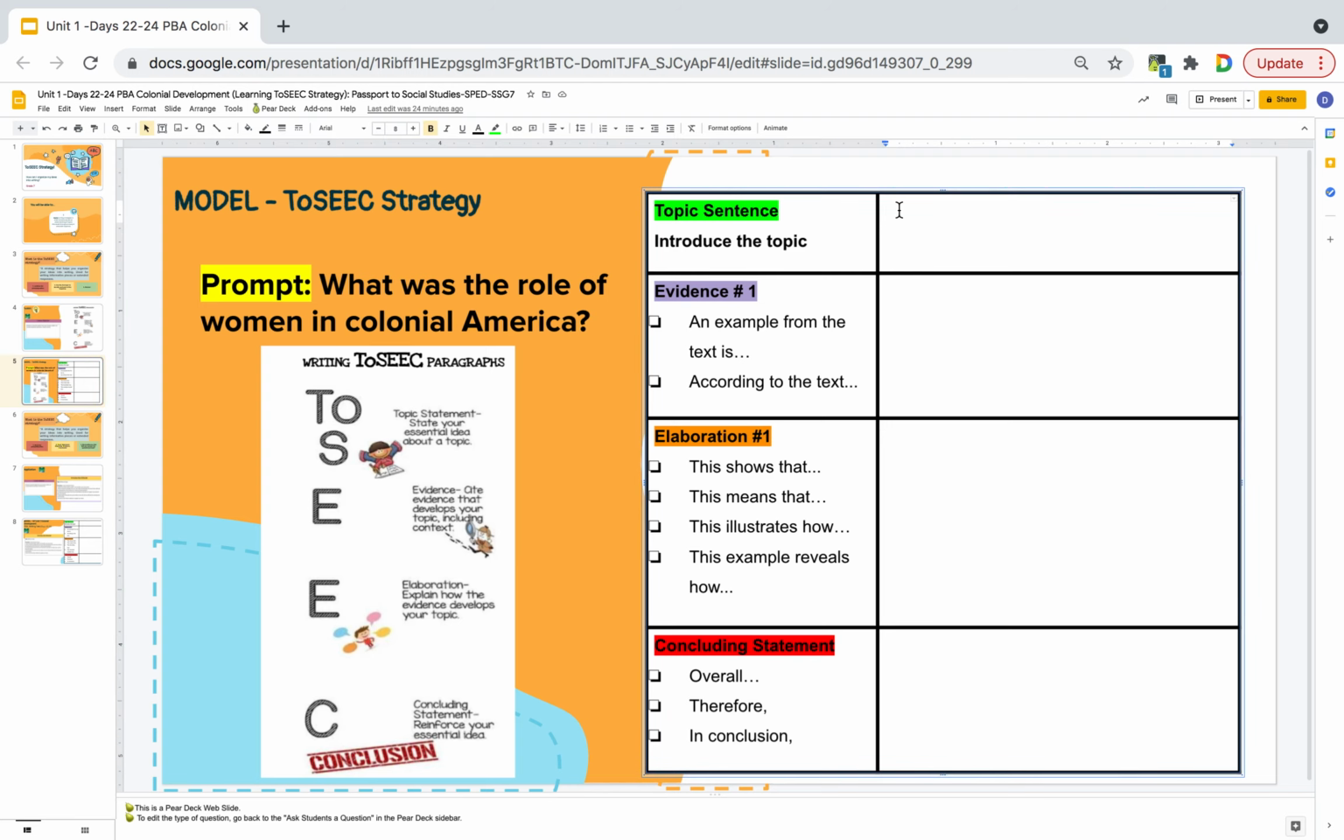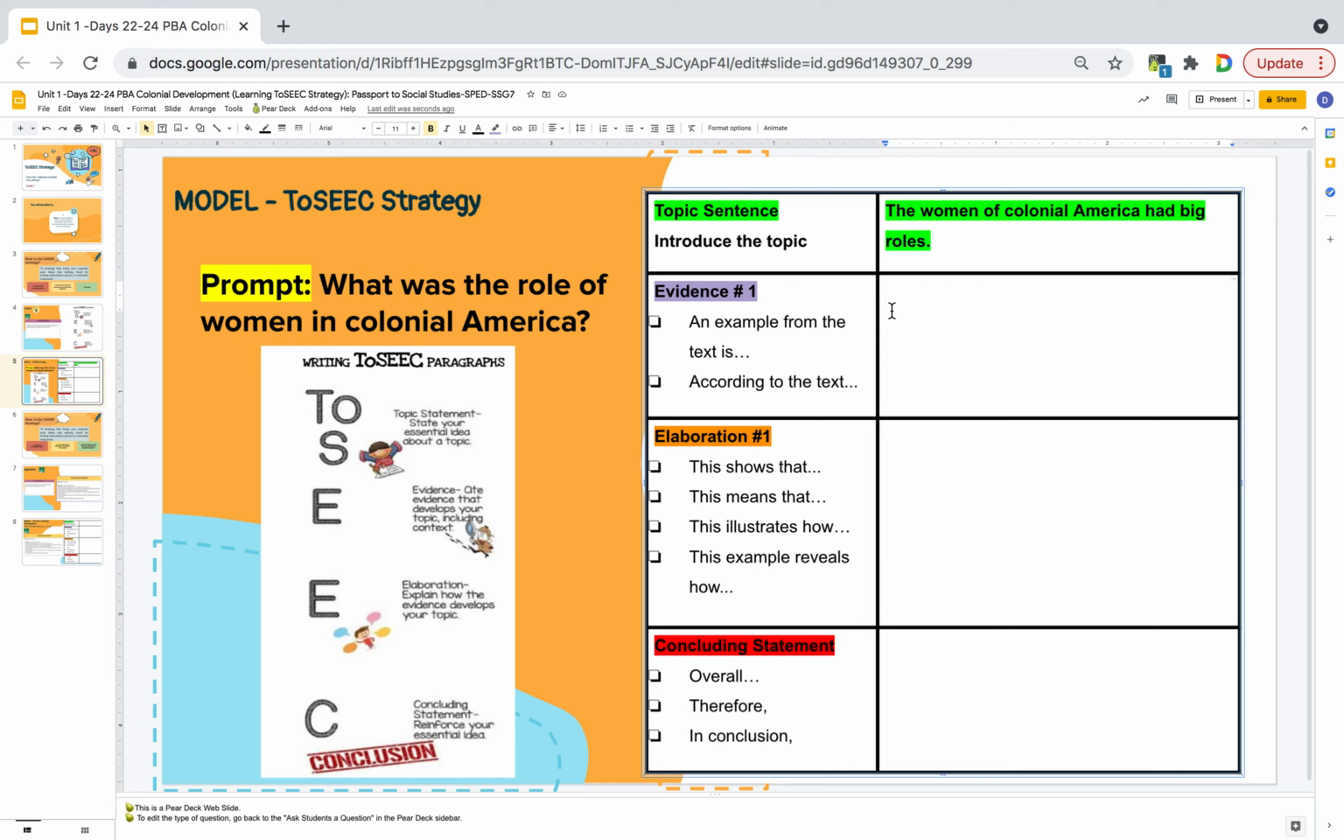So here, I can begin by writing, the women of colonial America had big roles. So I am addressing the prompt or question being asked.